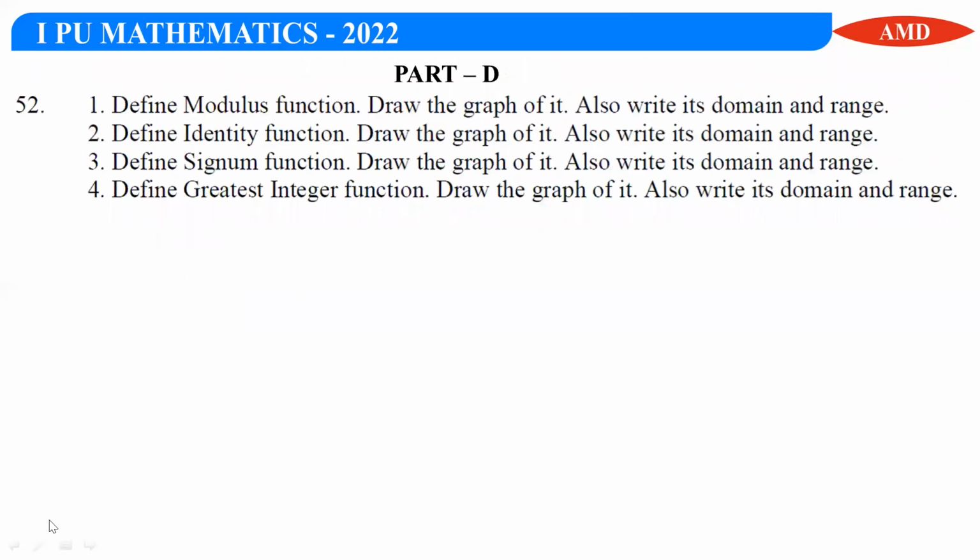Coming to the last part, that is part D. Here, 52nd question. It is a short question from functions where you will have to define a function. Either it is a modulus function or identity, signum function or greatest integer function. Then you'll have to draw the graph, then write the domain and the range. So the definition will take 1 mark, graph will take 2 marks, domain will take 1 mark, range also will take 1 mark. So total 5 marks.